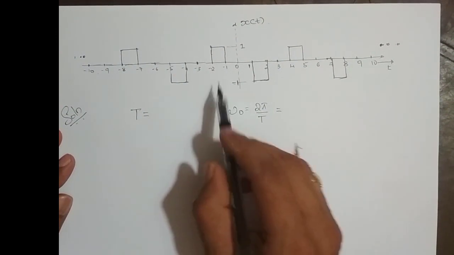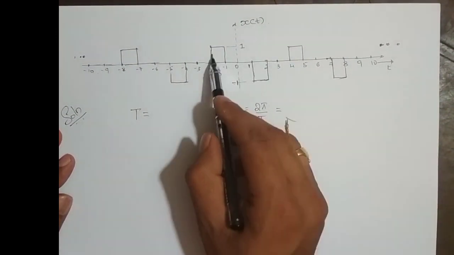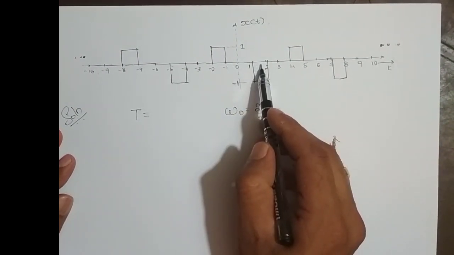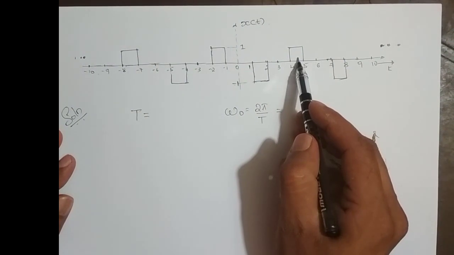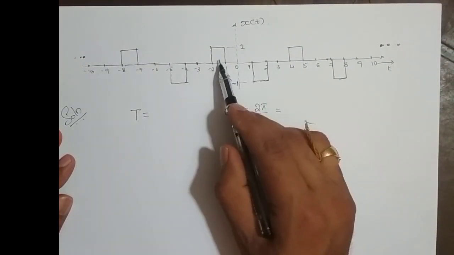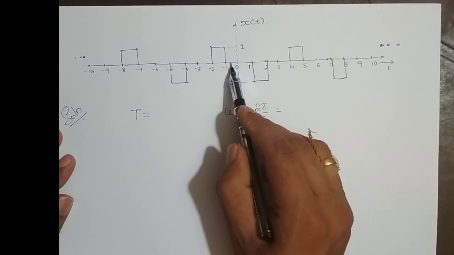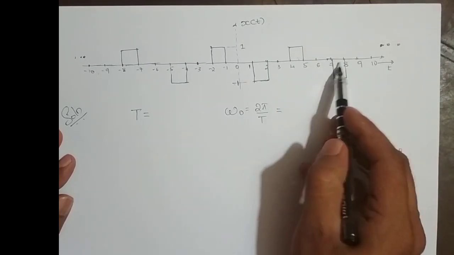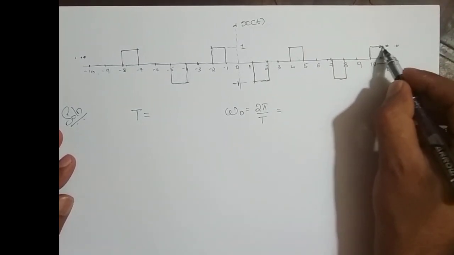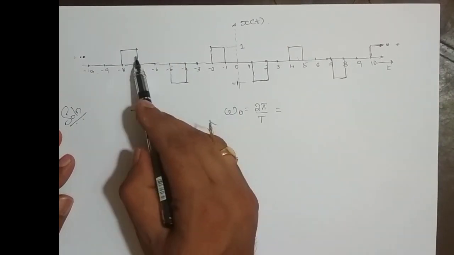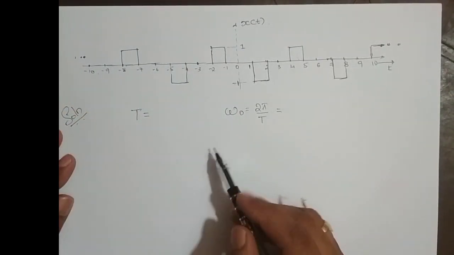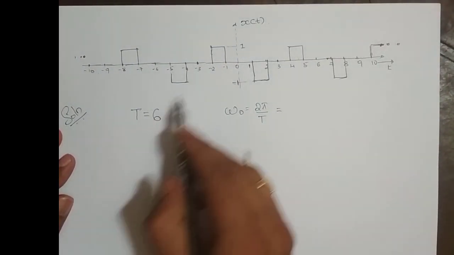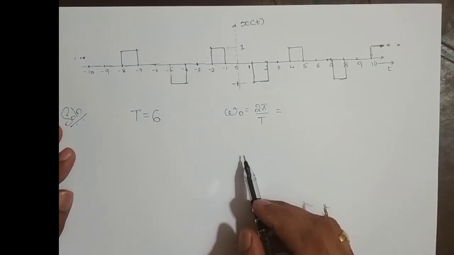So if we check this, if I take this pulse as my reference point, 1 2 3 4 5 6. So this pattern comes here again, right? So 1 2 3 4 5 6. After this again 1 2 3 4 5, so we'll be having one more pulse here. Again here 1 2 3 4 5 6. This comes again. So basically fundamental period T is 6. After every 6 seconds the signal is repeating.